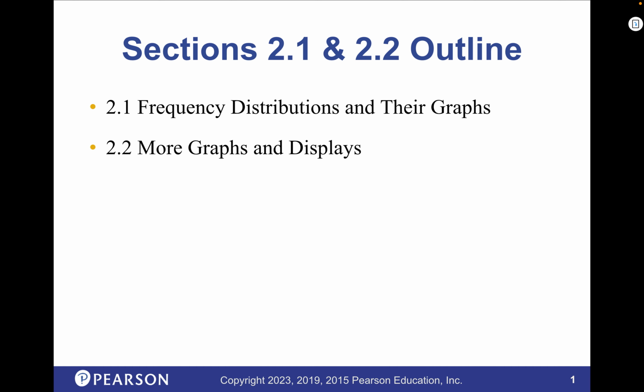We're going to have some data. How many times does that sort of data occur? We can use these techniques with both qualitative and quantitative data.